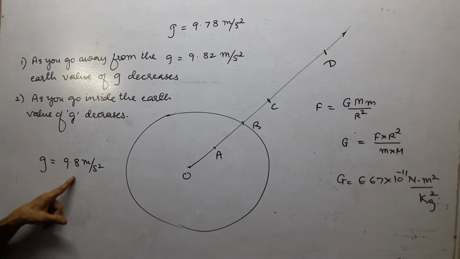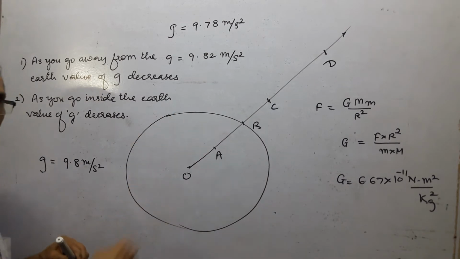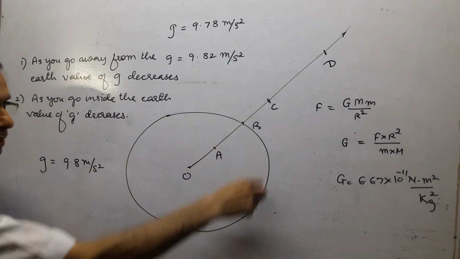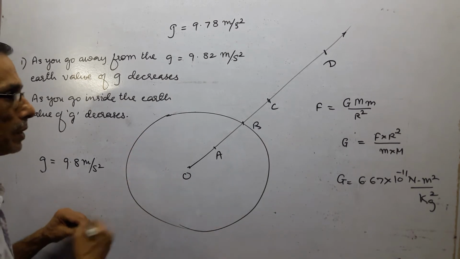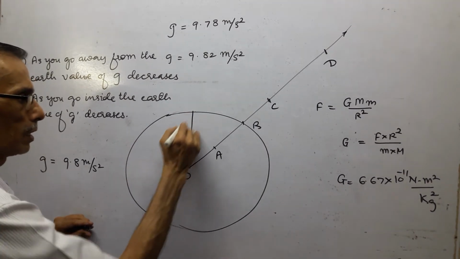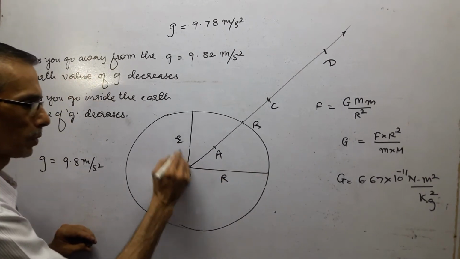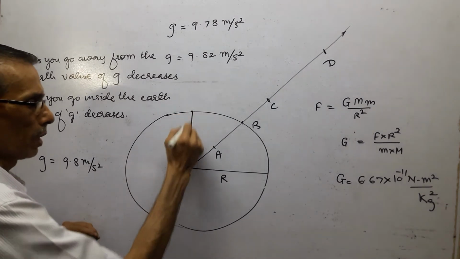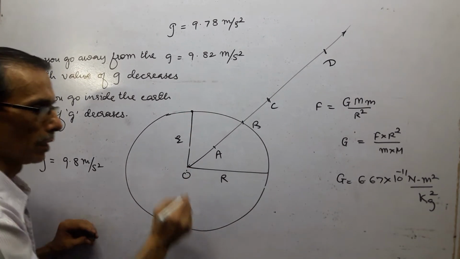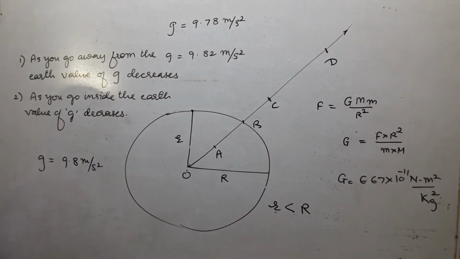The value of g changes on the earth's surface. We know that the earth is not exactly spherical, but it is geoid shaped. That means its polar radius is smaller and the equatorial radius is larger. Suppose capital R is the equatorial radius and small r is the polar radius, then you find the polar radius is smaller than the equatorial radius.